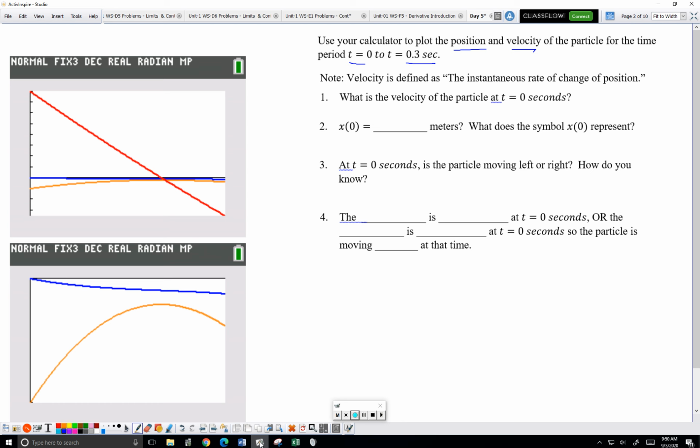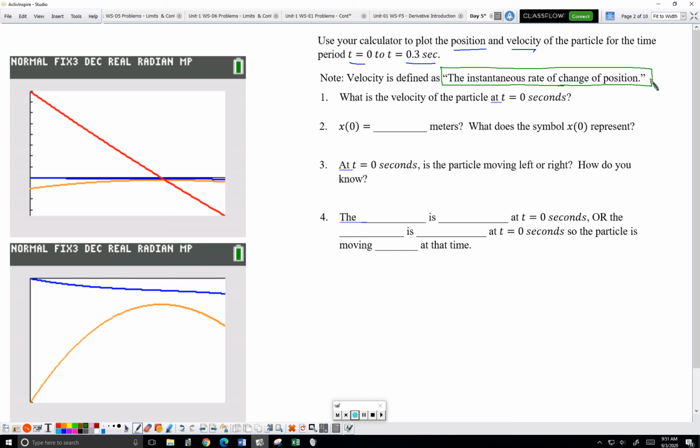Make sure you memorize this. This particular homework packet has a decent number of notes you have to get memorized. So make sure you memorize that velocity is the instantaneous rate of change of position. Keyword is instantaneous, meaning it's how fast the position is changing at any given instant.